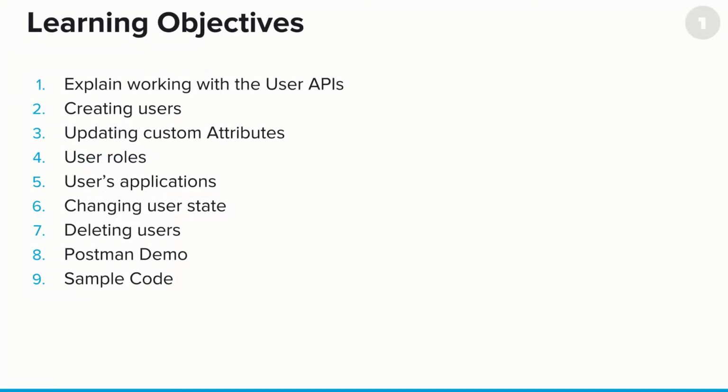So now we're going to talk a little bit about using the Users API. I'll explain how the Users API functions, how to use it to create users, how to update users' custom attributes, how to change a user's roles, a user's applications, how to change the user state, how to delete users, and then, as usual, I'll be going through a quick Postman demo as well as some sample code.